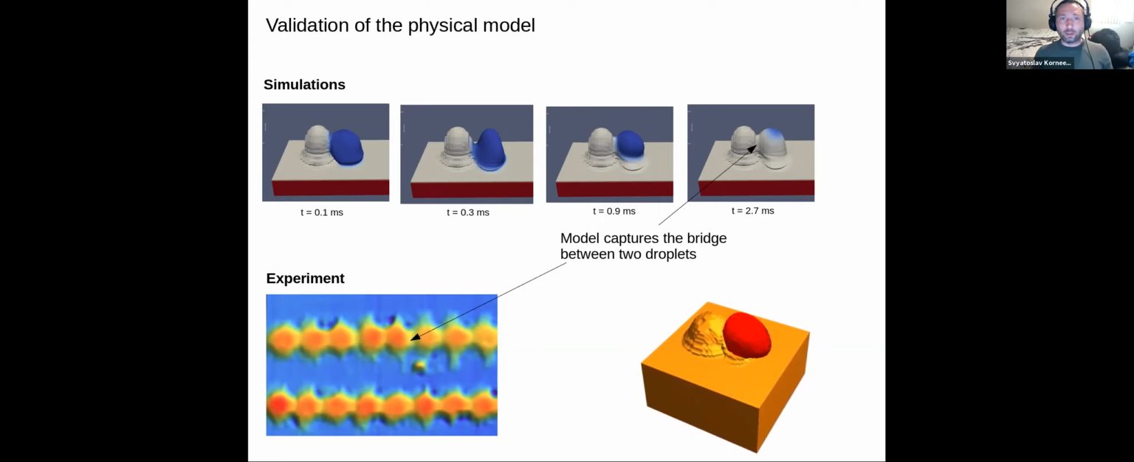So this slide summarizes a comparison of the solidification of two droplets. You can see that if you deposit a second droplet, it creates a bridge with the first droplet. On the left-hand side are the experimental measurements, and you can see the same bridge. The video shows the process of droplet solidification. You can see how complex this dynamic is. Before solidifying, the droplet interacts with the first one.